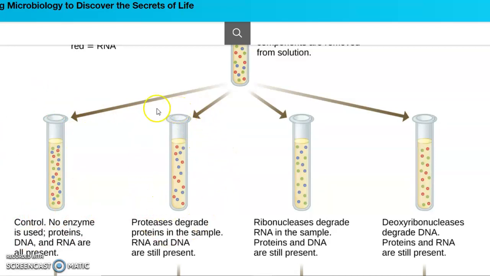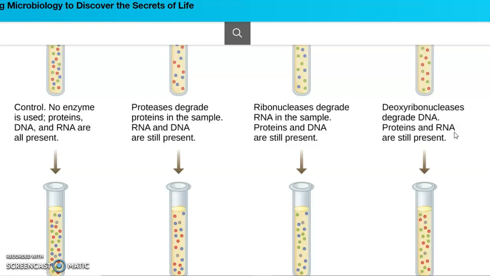In this first sample here, they used proteases, and proteases break down proteins. So the RNA and DNA was still present. In this experiment, they put in ribonucleases. So it degraded the RNA, the ribonucleic acid, but the proteins and DNA were still present. And then the last tube over here, they put in deoxyribonucleases. And so that degraded the DNA. We still had proteins and RNA present.